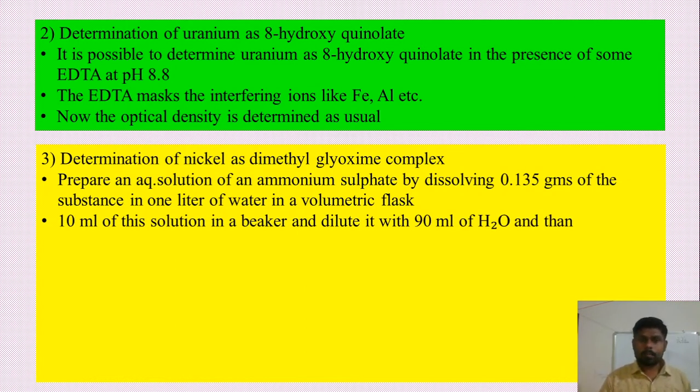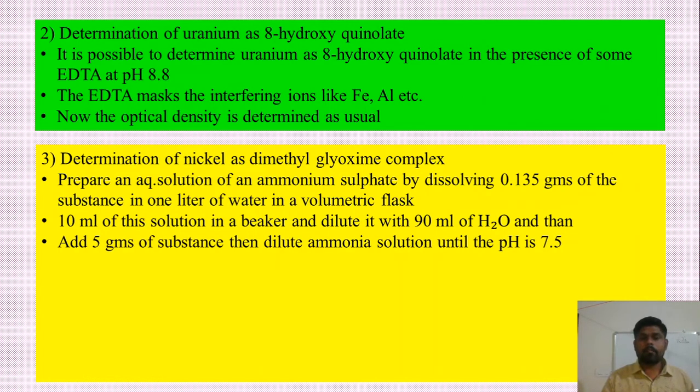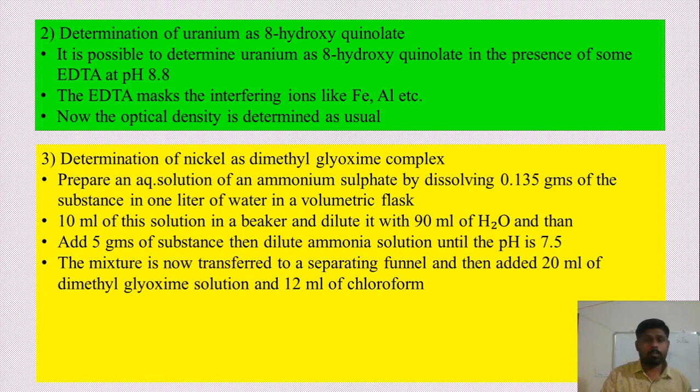Now take 10 ml of your stock solution in a beaker and dilute it with 90 ml of water, and then add 5 grams of a substance. Then add dilute ammonia solution until the pH is 7.5. pH 7.5 is important for MCQ purposes.